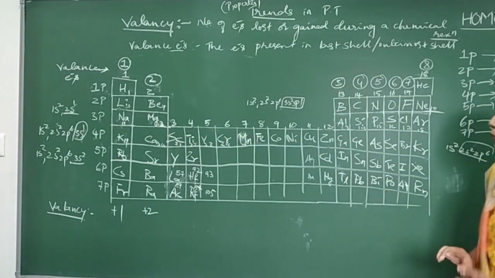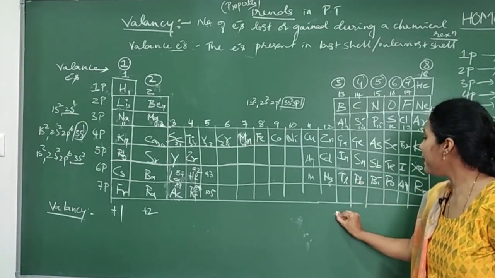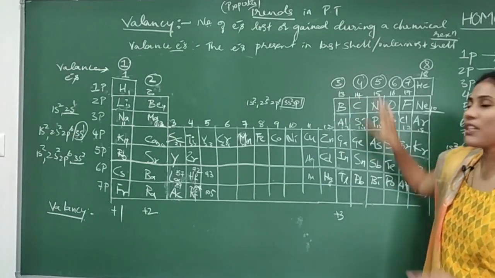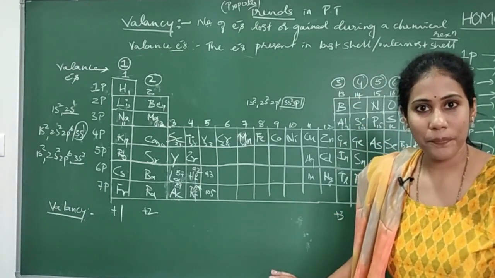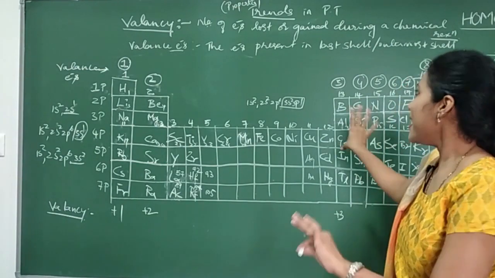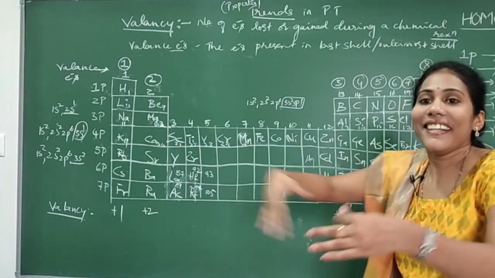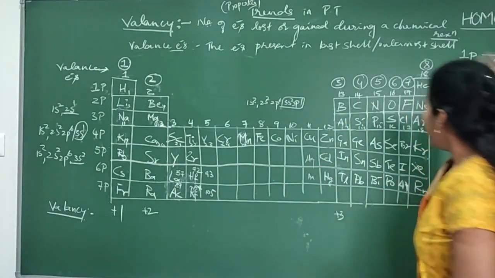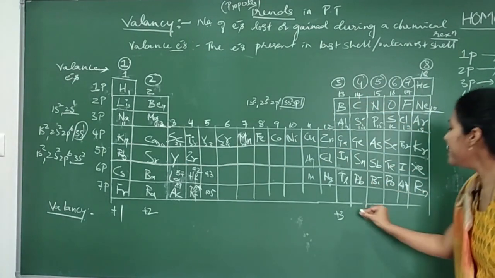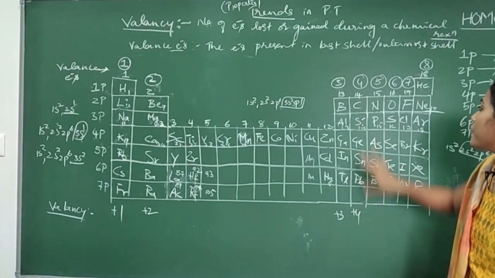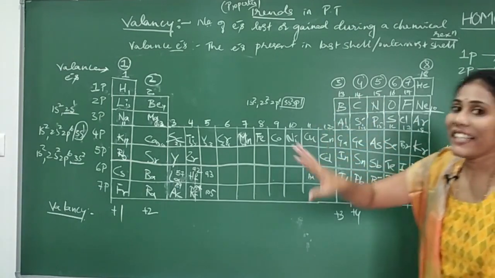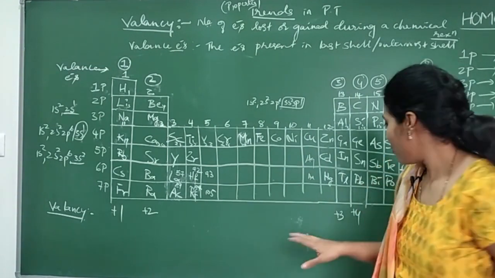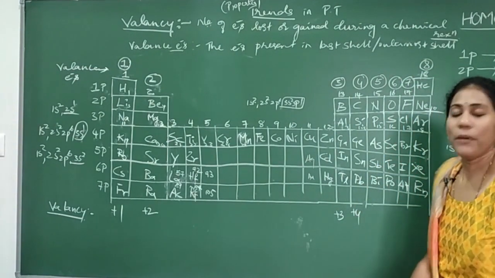Coming to the 13th group, the valency of these group elements is plus 3. The last shell has 3 electrons, and all 3 will be lost, because if they lose those 3 electrons, they will get the stable electronic configuration. And for 14th group elements, the valency is plus 4. If they lose 4 electrons, only then can they get the stable electronic configuration. So their valency is also plus 4.